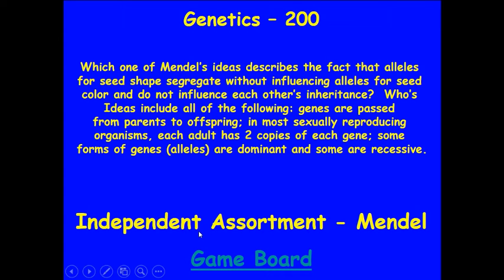So independent assortment basically means that it's kind of like when we were doing the 2 trait cross problems. You had big R, big Y, little y. You have to account for all the different combinations: big R, big Y; big R, little y; little r, big Y; little r, little y. Because when the chromosomes line up for metaphase, they line up randomly, which means you could have any possible combination of genes or alleles. So that's independent assortment, and of course, those were all things that Mendel came up with.